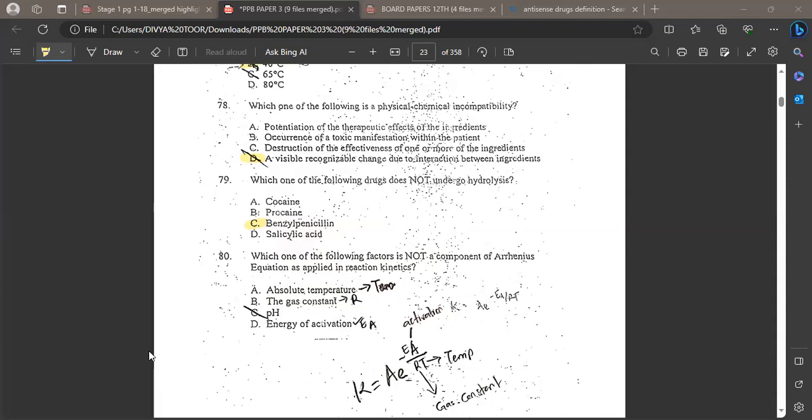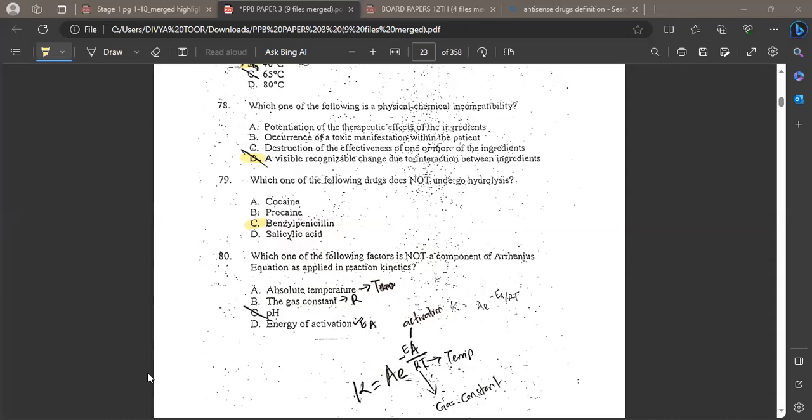But I've also seen all the others undergo hydrolysis. Another way to look at it is that most times we'd expect hydrolysis from a strong base or a strong acid, and salicylic acid in itself is not a strong acid.